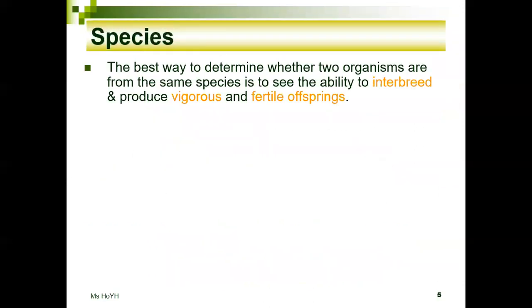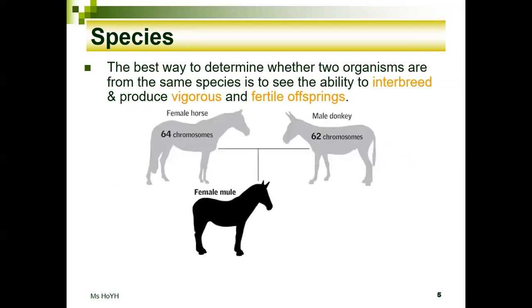So therefore, the best way to determine whether two organisms are of the same species is we must make sure they can interbreed. After interbreeding, they can produce offspring. After that, the offspring is vigorous. After that, the offspring is fertile. Then, yes, they are. So let's say, for example, I cross the horse with a donkey, I produce a mule. Can produce offspring, so horse and donkey are the same species.